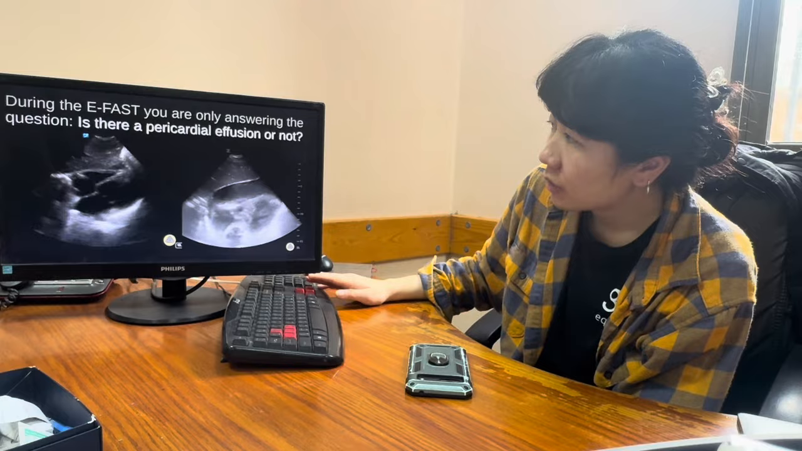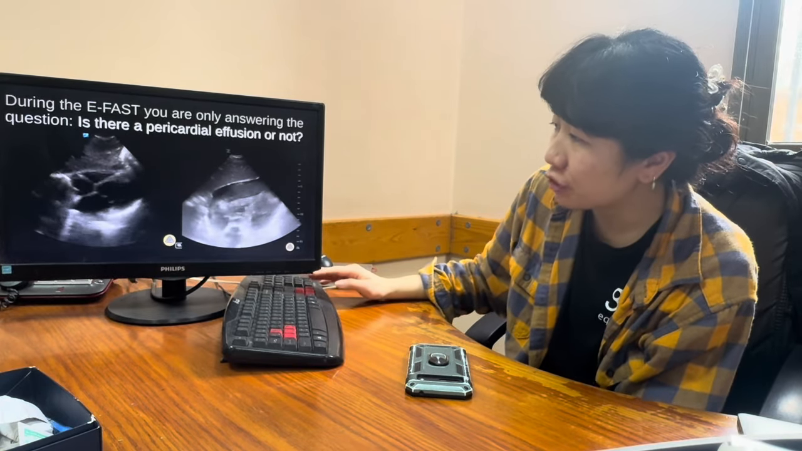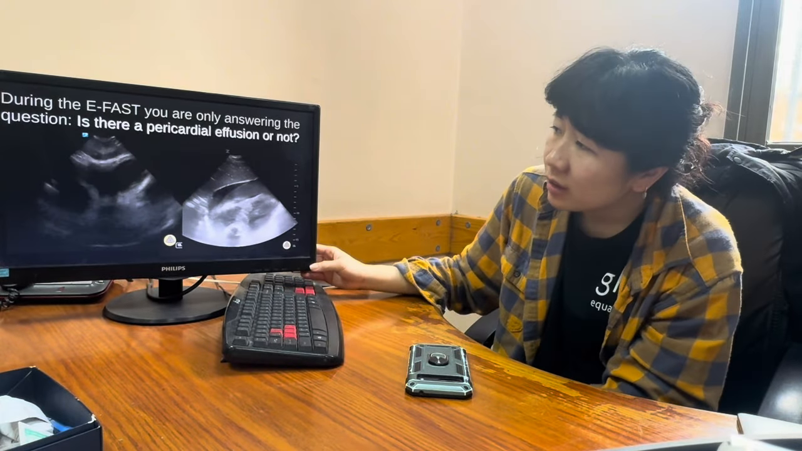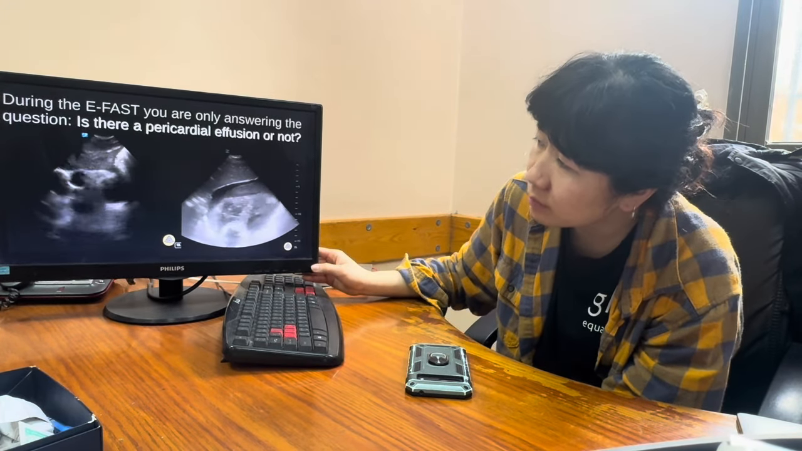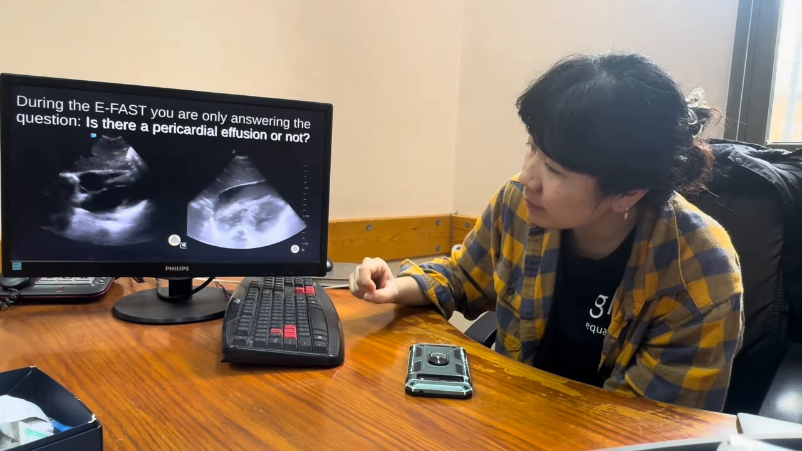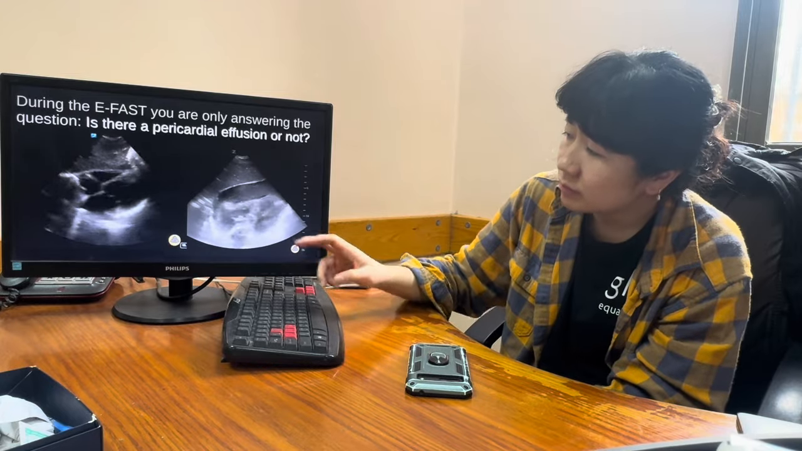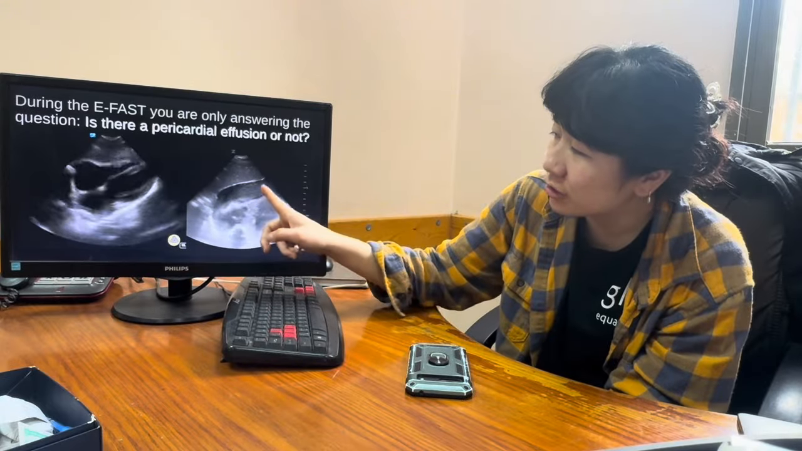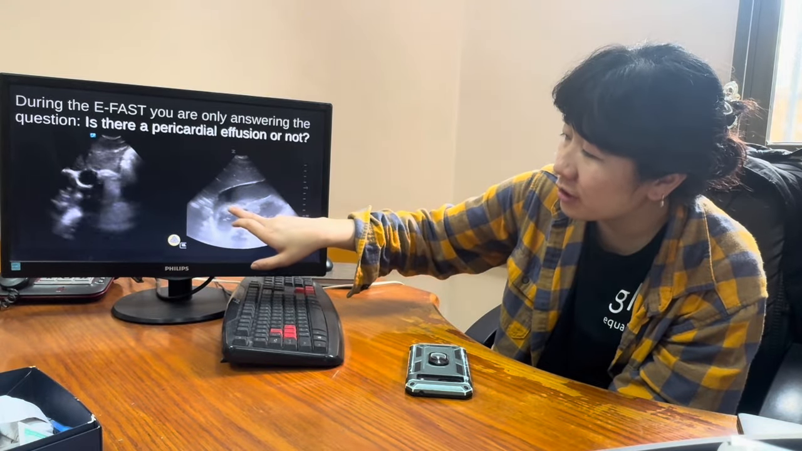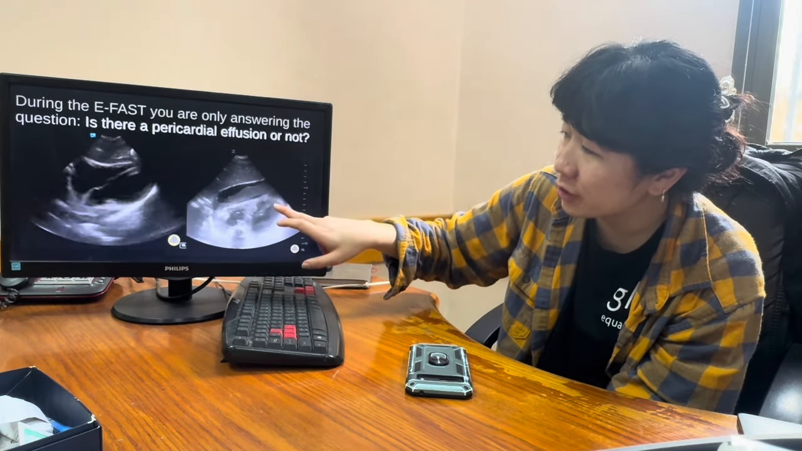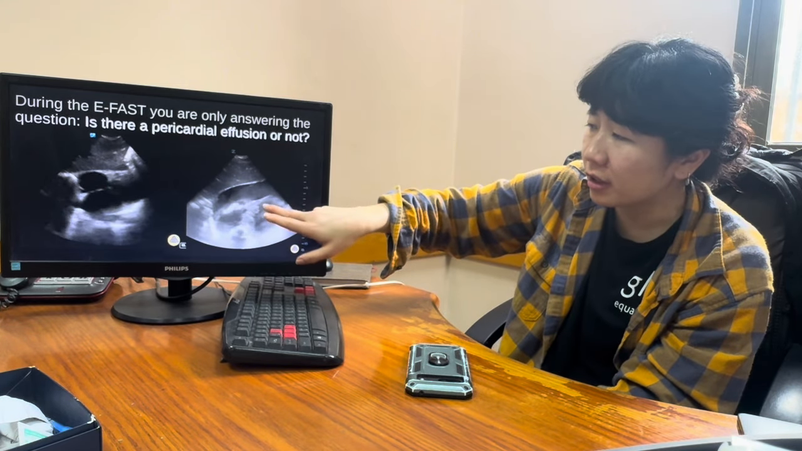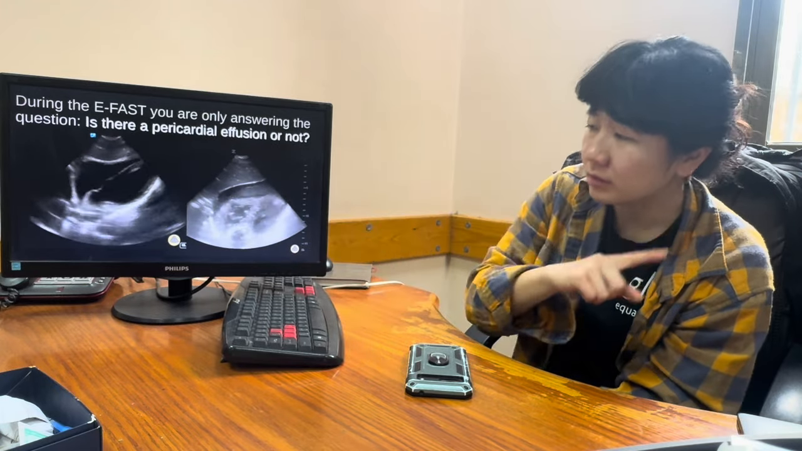Again, you're only answering that one question, effusion or not. So what do we think of this image? There's also a clot in this one. You can see the chambers, and this is the pathophysiology: the fluid is pushing onto the right side of the heart, the RV and the RA.